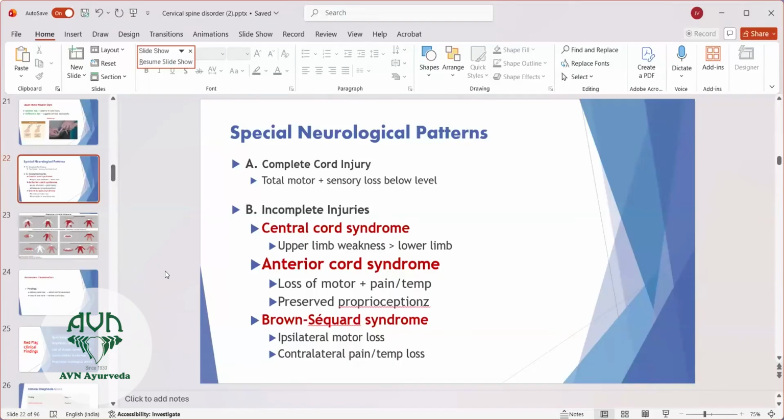In central cord syndrome, upper limb weakness is more compared to the lower limb. In anterior cord syndrome, motor power plus pain and temperature sensation are lost, and proprioception sensation is preserved. In Brown-Sequard syndrome, there is ipsilateral motor loss and contralateral pain and temperature sensation loss.